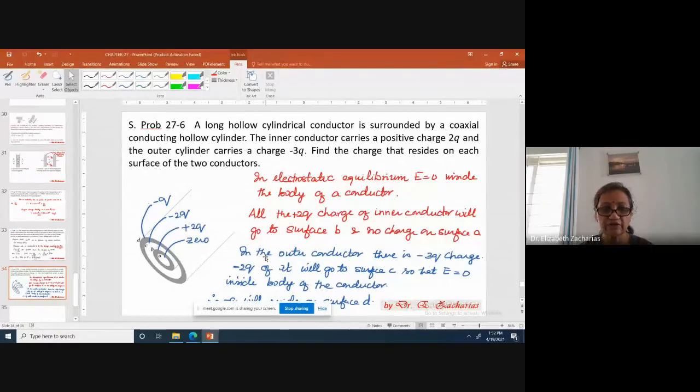You just go through this later. So you will realize that surface A need not have any charge. Without having any charge itself, electric field will become 0 on the body. So all the excess charge will go and sit on B. So that is +2Q. Now, if you want electric field 0 on the second conductor, so C should have the same charge as B. Therefore, -2Q. Then what is left will go and sit on the outer surface. Is this clear now? Yes, ma'am.